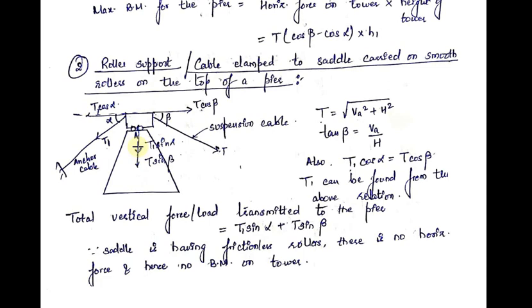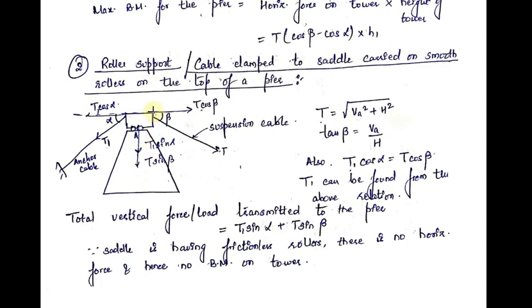Now, if we want to find out the vertical force which is transmitted to the tower, if you see this diagram, you will clearly be able to see that two vertical forces are acting on the tower. One is T1 sin alpha and the other is T sin beta, and both of these forces are acting in the downward direction, therefore positive. So T1 sin alpha plus T sin beta. See, now the cable is supported on the saddle, which has rollers at the base. So due to these rollers, no horizontal force is produced in the tower.